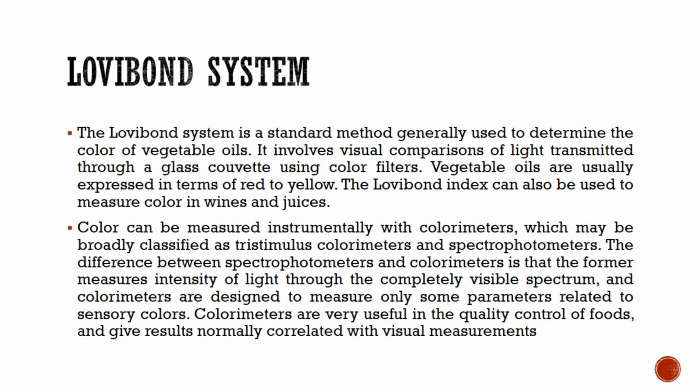Color can be measured instrumentally with colorimeters, which may be broadly classified as tristimulus colorimeters and spectrophotometers. The difference between spectrophotometers and colorimeters is that the former measures intensity of light through the completely visible spectrum, and colorimeters are designed to measure only some parameters related to sensory color. Colorimeters are very useful in the quality control of foods and give results normally correlated with visual measurements.